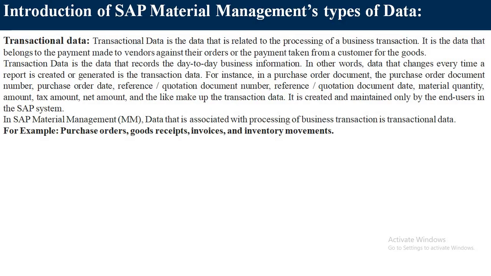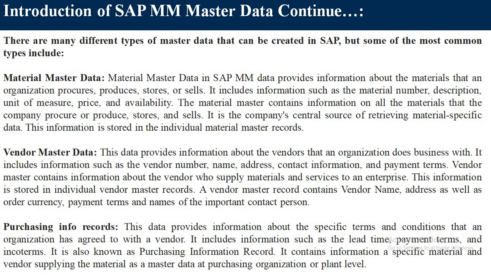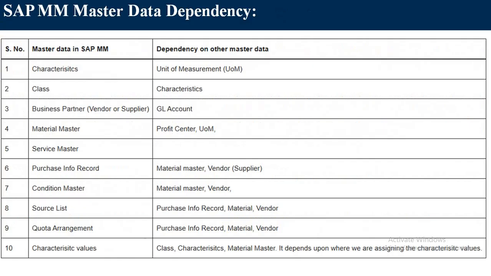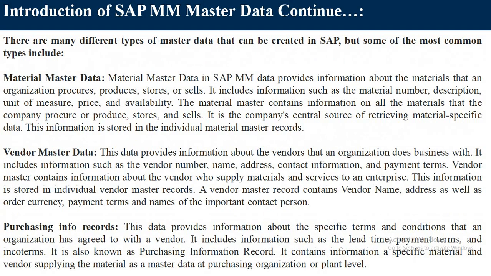Okay. So now we are moving to the different material management master data. There are many different types of master data that can be created in SAP, but some of the most common types include material master, vendor master, purchasing info record, source list, quota arrangement, service master, batch master, and condition master. So now I am coming to the first.